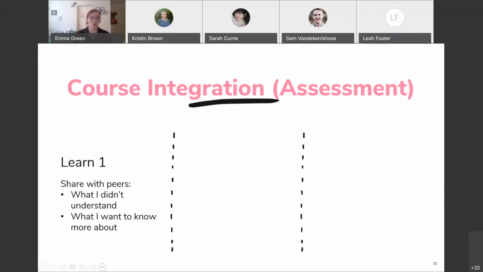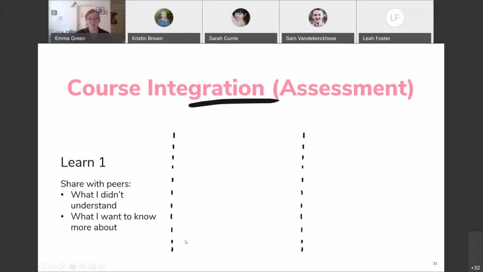So they say, what didn't I understand? What do I want to know more about? So I typically teach developmental psychology. And so this might be a question like, did you understand those stages of development in learning? And so they would ask a question about something they are uncertain about and that they might not otherwise ask, because sometimes asking and admitting you don't know can be very scary.